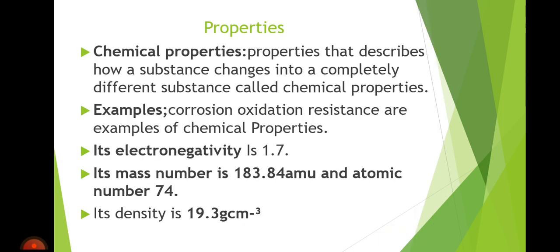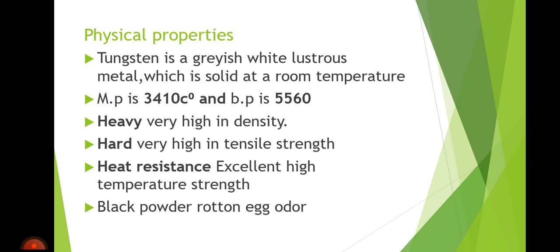Every element has physical and chemical properties. Chemical properties describe how a substance changes into a completely different substance. Examples of chemical properties are corrosion, oxidation and resistance. Its electronegativity is 1.7. Its mass number is 183.84 amu and atomic number is 74. Its density is 19.3 grams per cubic centimeter.